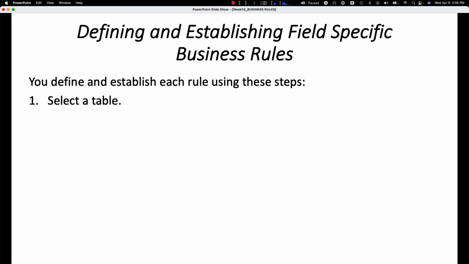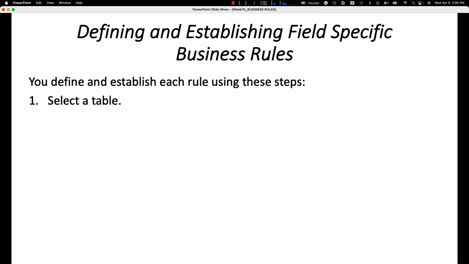Defining and establishing field-specific business rules. You define and establish each rule with these steps. And I would associate these steps much like if you play bridge, there's a way to count the points in your hand so you can decide what to bid. People who have played a long time no longer count, well, I've got 3 queens and 2 kings and so forth. But it was a way to help them have a method to get to the place where they could do it without thinking about it.